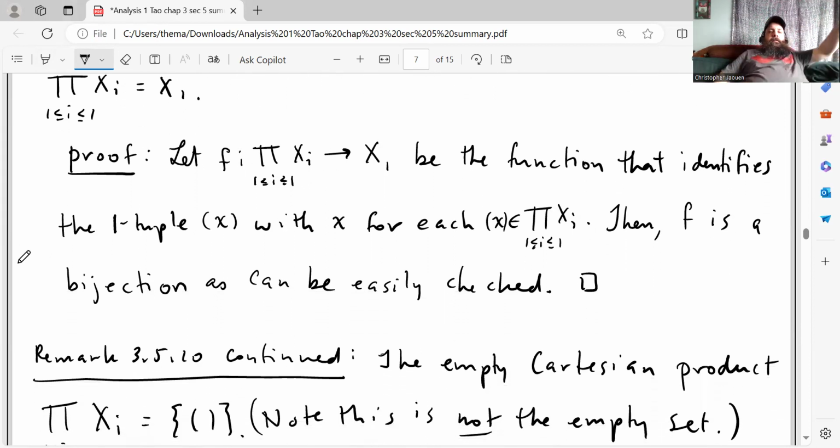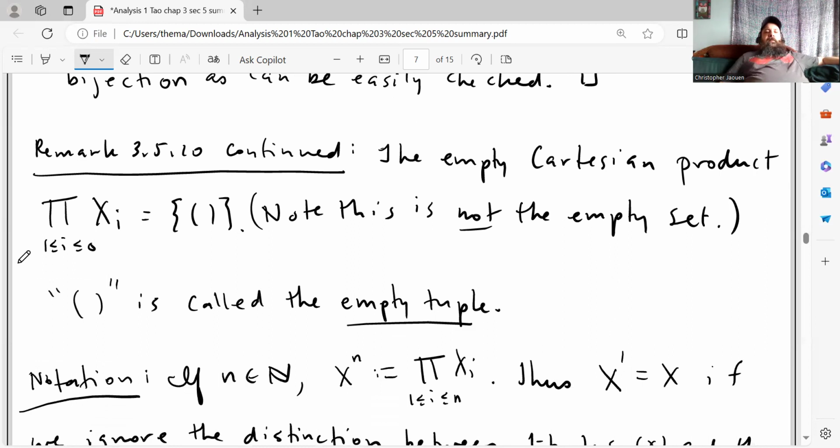So let f from that Cartesian product to X1 be the function that identifies the one-tuple (x) with x, for each ordered one-tuple in the Cartesian product. Then f is a bijection, which can be easily checked. I didn't do it here because it's a very simple verification you could try. But that shows that there's a bijection between the two sets, so there's really no ambiguity in identifying one thing with the other, if that makes sense.